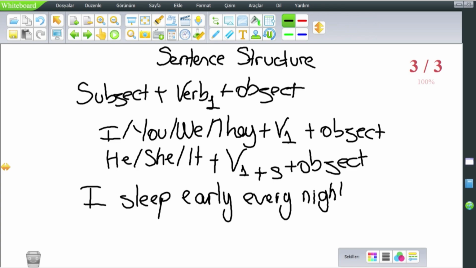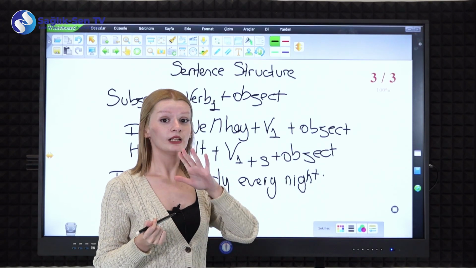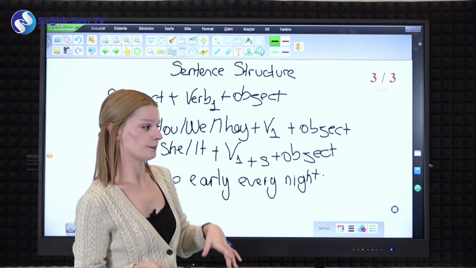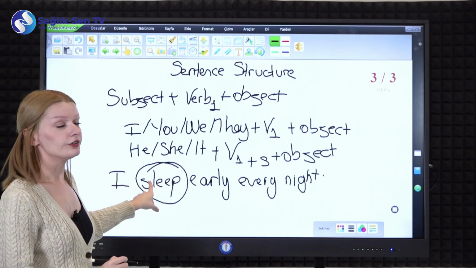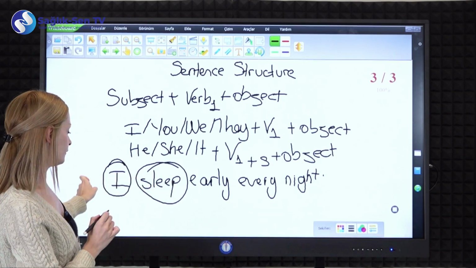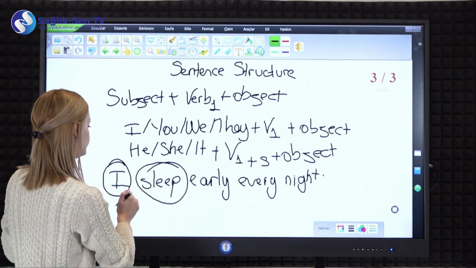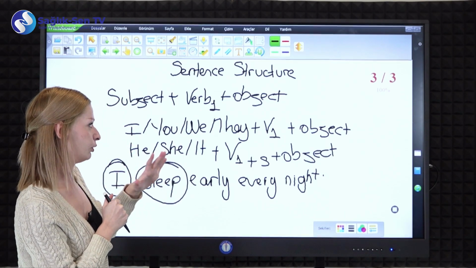Öncelikle cümle anlamıma baktığım zaman her gece yaptığım bir eylemden, aktiviteden bahsediyorum. That's why we use present simple. And fiilime bakıyorum, özneme bakıyorum ve özneme s takısı gelmediği için fiilimi verb 1 s takısız olarak kullanıyorum.